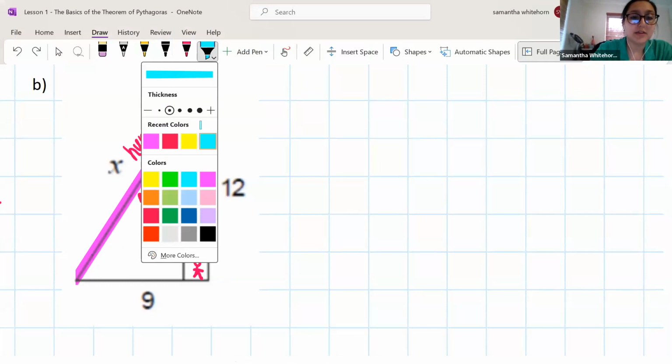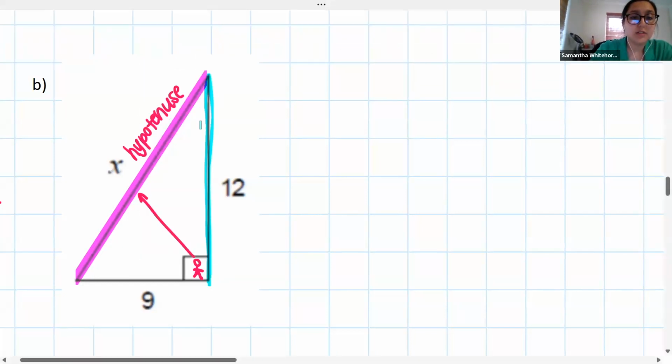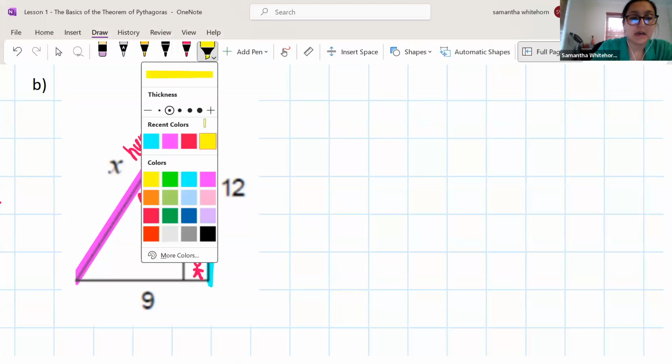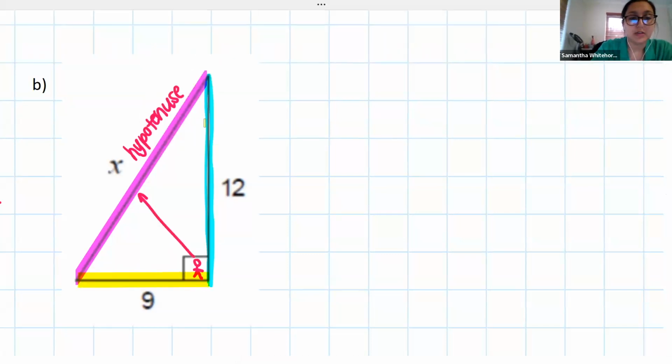So I can see that I've got a side length of 12 units. Now, I don't know what units they are. They could be centimeters, they could be millimeters. I know it's some unit, I just don't know what it is. And 9 units. I have all of the information that I need in order to go and work out X.